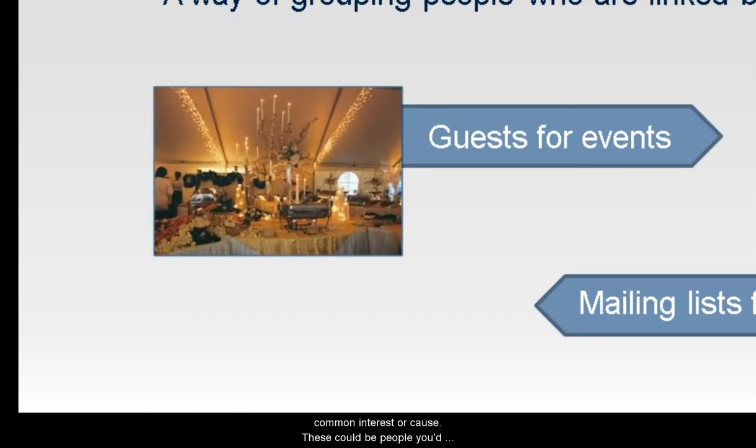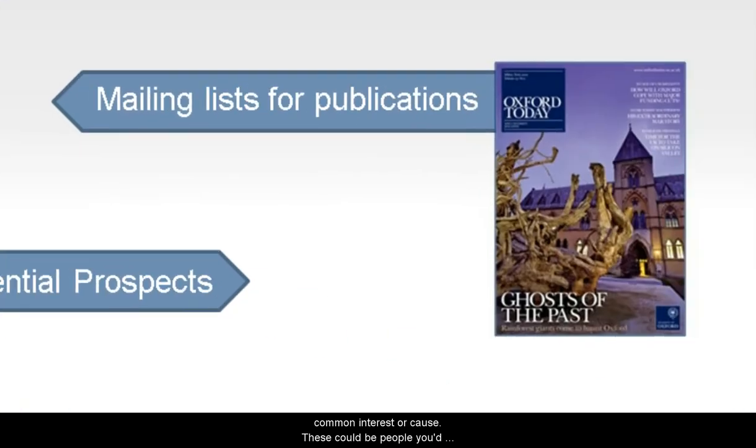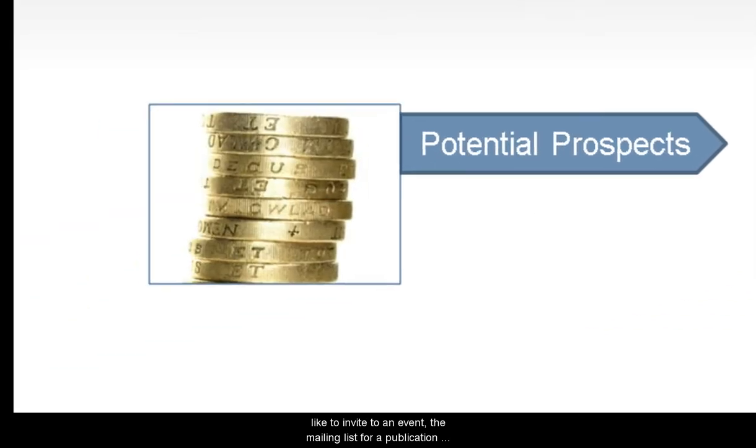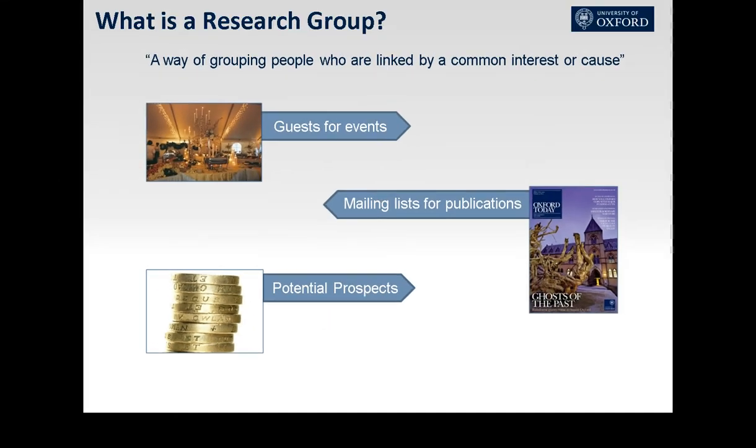So if you were putting on an event, you could use a research group to draft your initial invitee list. If you were sending out a newsletter or a publication, you could use a research group to draft your initial mailing list. Or if you were a fundraiser, you could even use a research group as a form of scratch pad, as a list of potential prospects that you'd like to visit.